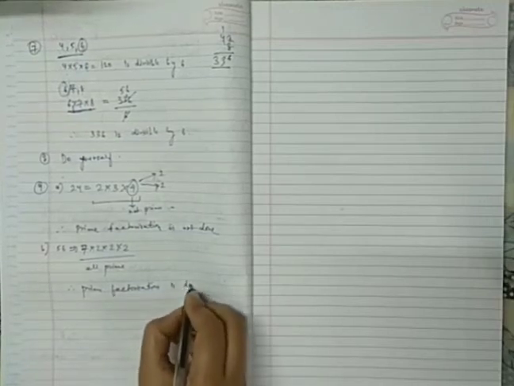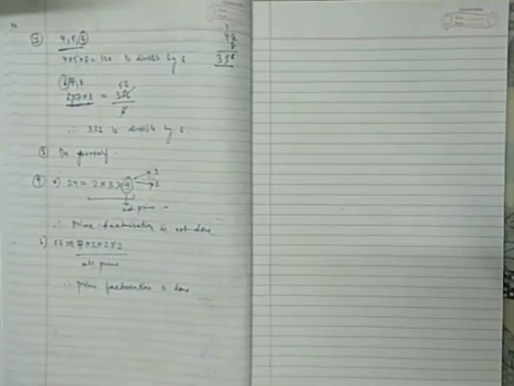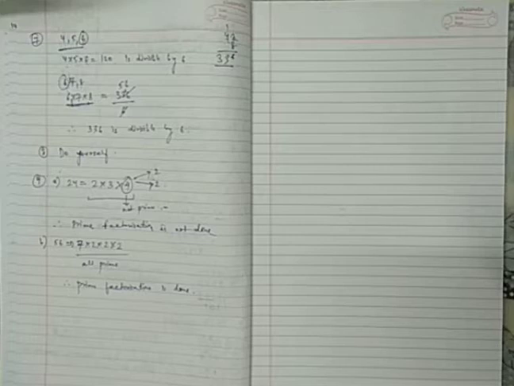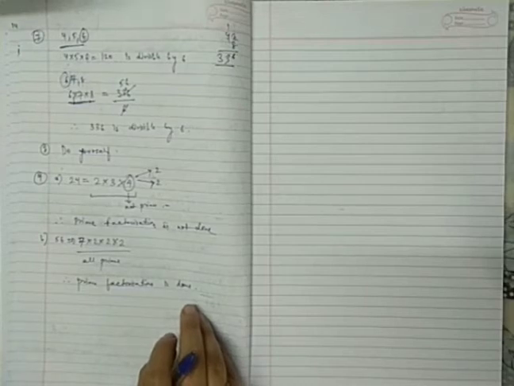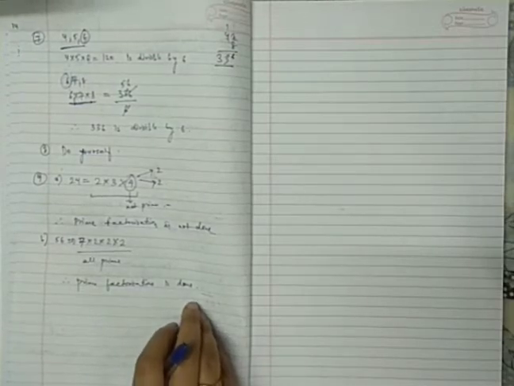Is done. I have solved one example of prime factorization done and one question of prime factorization not done. So this is easy. You can do these two parts on your own. Now let us see question number 10.